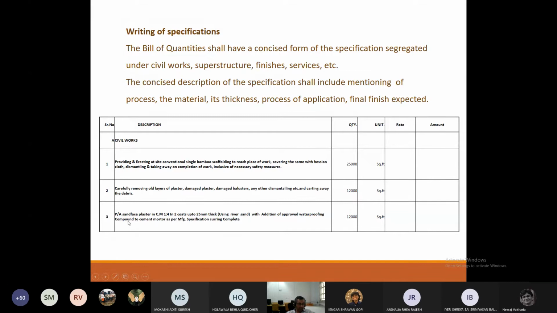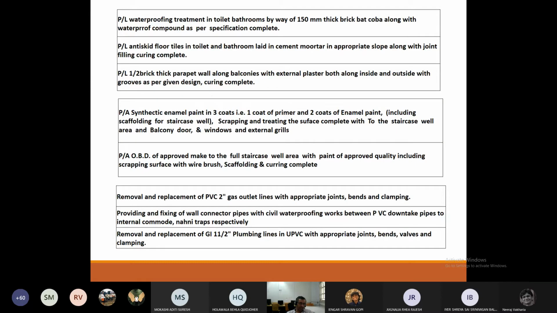Just for a plaster work, look at the amount of specification that is given. First of all, it says that you have to provide what is the kind of plaster. It's a 2-coat external plaster. It talks about the ratio. It gives the thickness. It talks about the quality of sand. It talks what is the kind of waterproofing compound that is to be mixed. And it talks that the plaster after complete has to be cured regularly. These are the kind of specifications that you see.